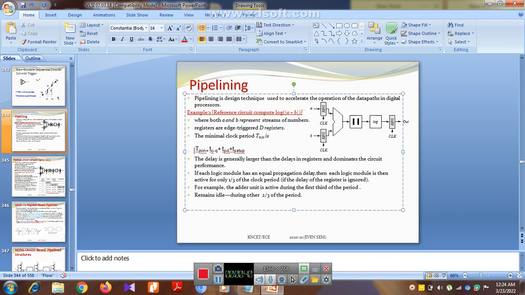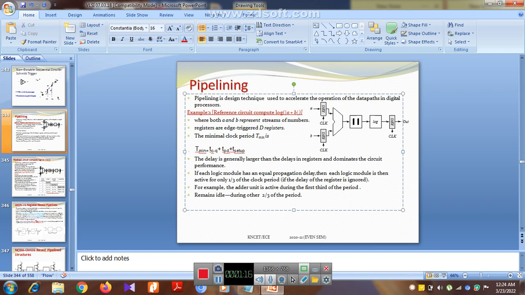As we have discussed, pipelining has 3 stages pipelining and 5 stages pipelining. Here, the concept uses only the 3 stages pipelining. We know that fetch, decode and execute. The same principle is used here. They are going to compute one example, and the reference circuit they have given computes the log modulus of A plus B.